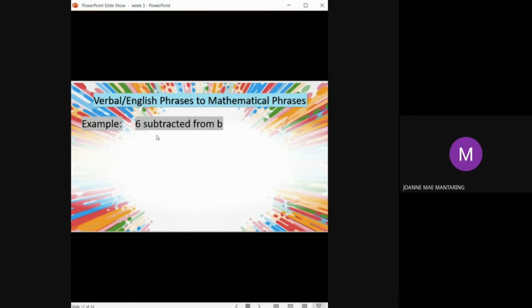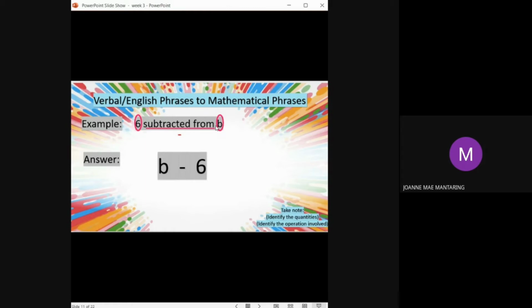Okay, makinig na mabuti. 6 subtracted from B, okay? Yung 6, let's analyze this one, sinubtract saan? From B. Okay. How are we going to write it? We will write it in this way. B minus 6. Ma'am, bakit? Okay, first you identify the quantities, which is 6 and B. Okay, and the operation involved is subtraction since the keyword is subtracted from.